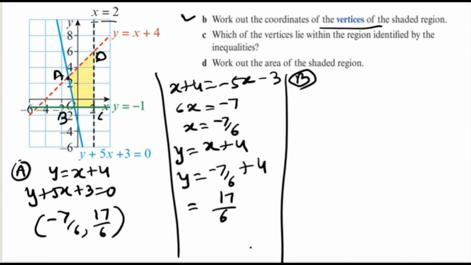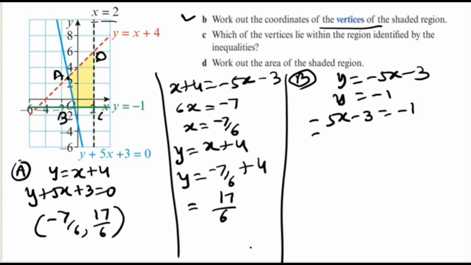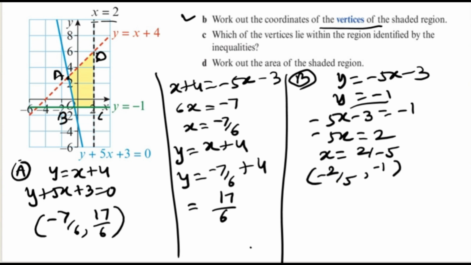Now go for the coordinate of B. As you can see in B, which 2 lines are intersecting? y is equal to minus 5x minus 3 and y equal to minus 1. So minus 5x minus 3 equal to minus 1. So minus 5x is equal to, if you move the minus 3 this side, that will give you 2, because plus 3 minus 1. So x is equal to 2 over minus 5. And already we know the y coordinate. So the coordinate of B we are getting is minus 2 over 5 and minus 1.